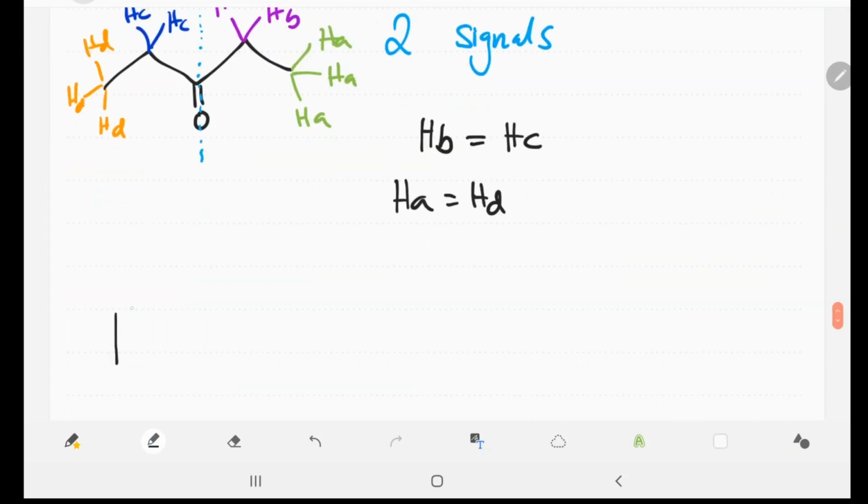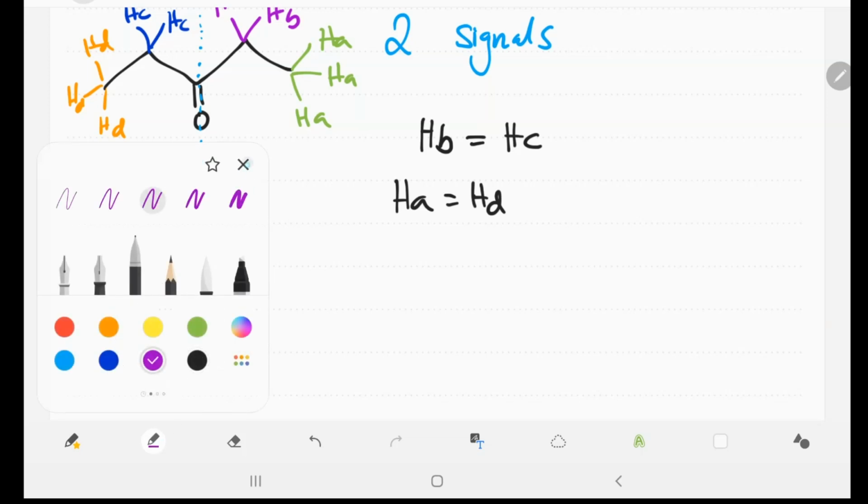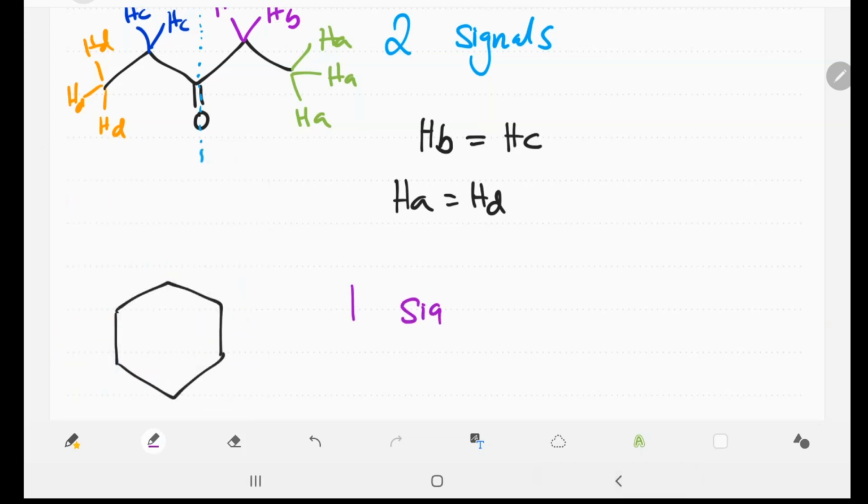On something like cyclohexane, we would only see 1 signal, because all these hydrogens are all equivalent to each other. They all see the same thing.